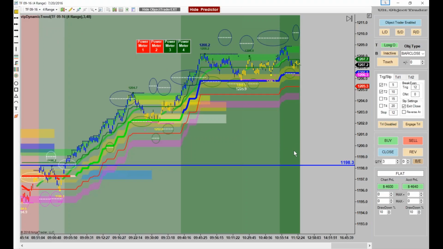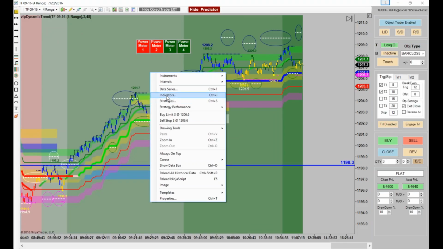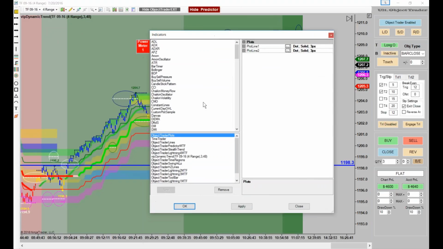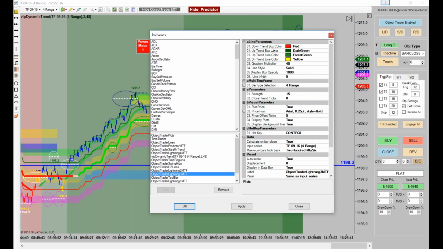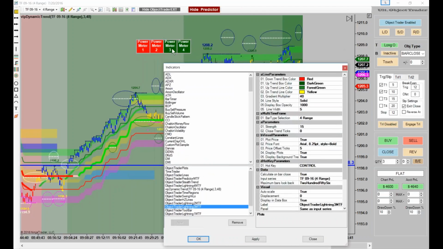Which indicator is which one, Adam? Oh, that's your Lightning 3, but what we've done with Lightning 3 and all the Lightning indicators, they're different than they used to be because I added the box colors to them, the trend line colors, remember they're all on there? And then you've got your gradient multiplier. And I keep my display box really nice and bright so that it'll show through the colors on here.